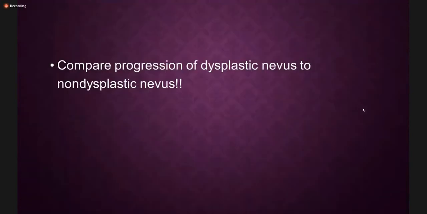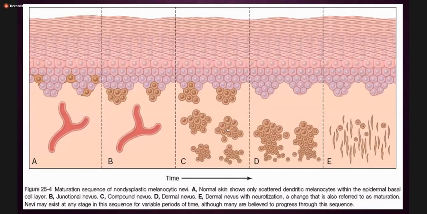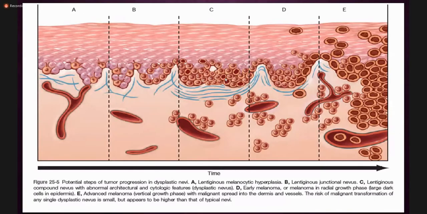And compare this progression of dysplastic nevus to non-dysplastic nevus. This is a non-dysplastic nevus where you see a junctional nevus growing into a compound nevus, then into an intradermal nevus. And this is where you see a dysplastic nevus growing into a malignant melanoma.